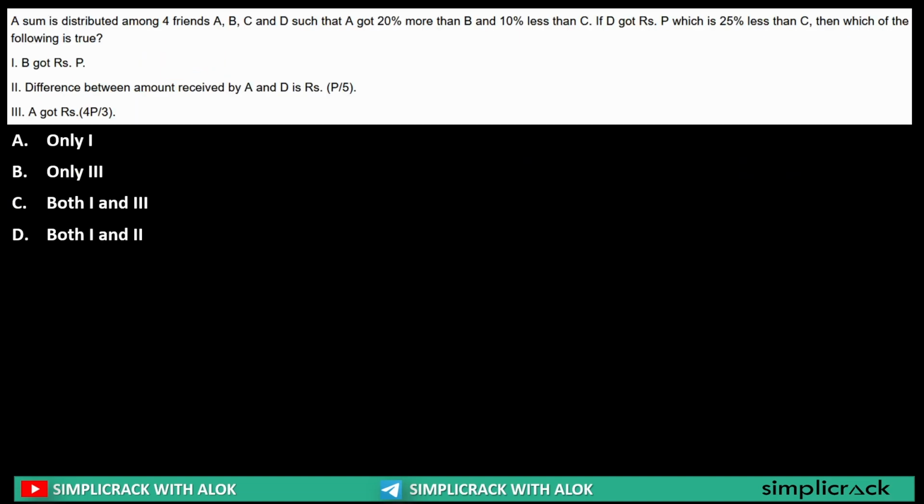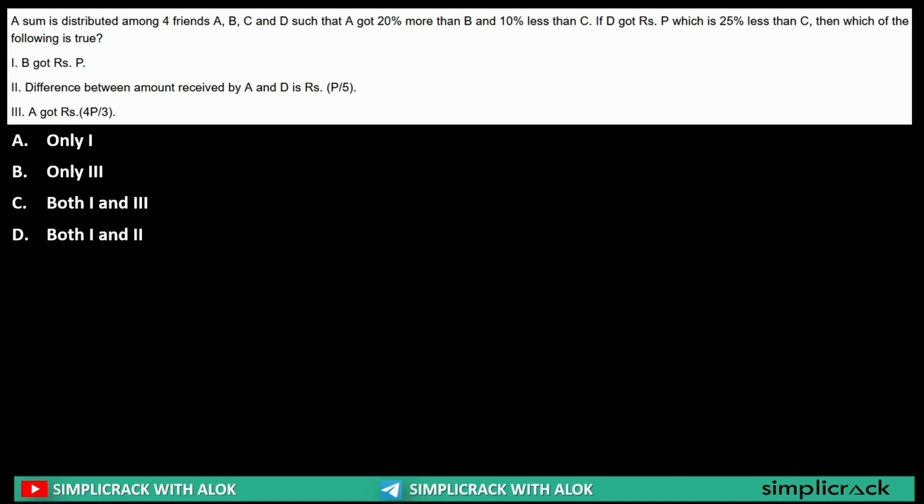Now, a sum is distributed among 4 friends A, B, C, D such that A got 20% more than B and 10% less than C. Okay. See, this is all about the way you are solving the question. If B got the amount which is 10% less than C, if D got the amount P which is 25% less than C, then which of the following is true?